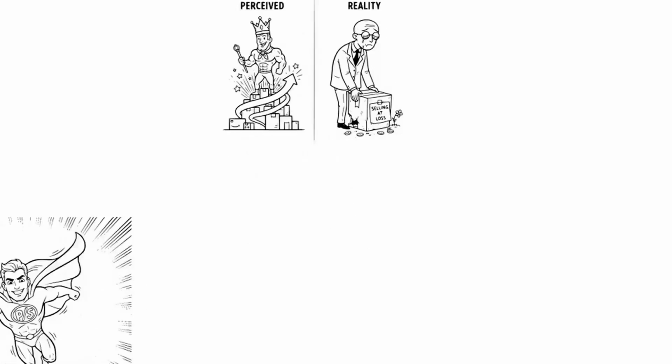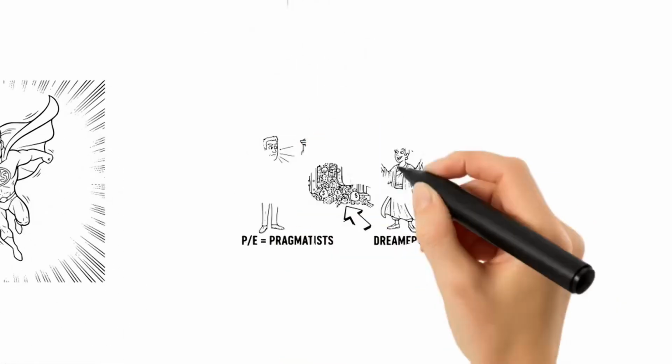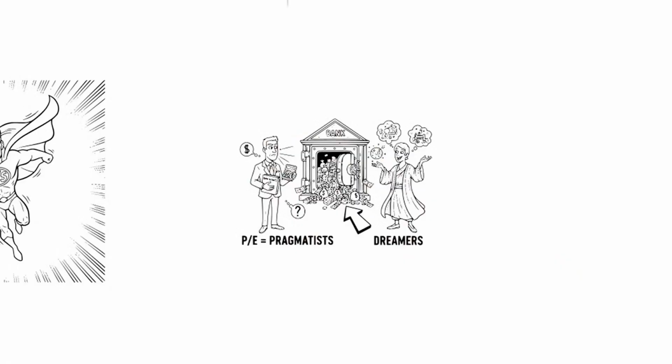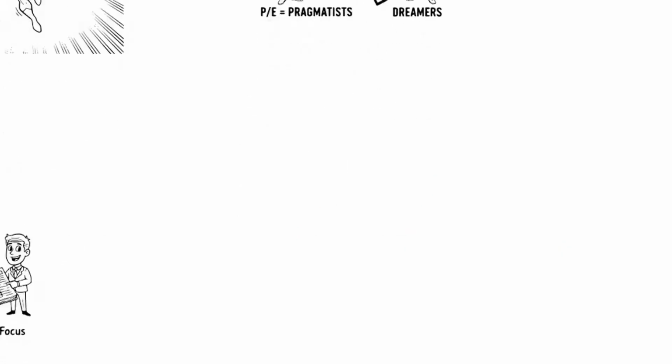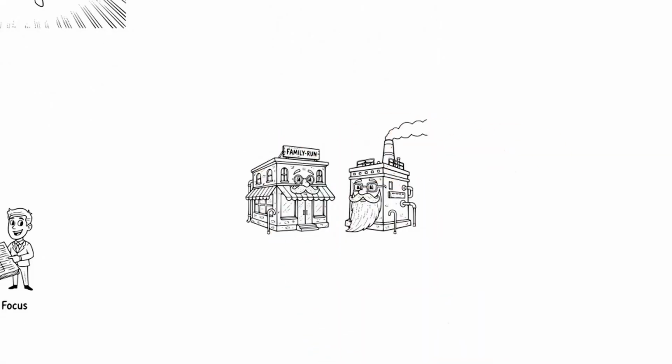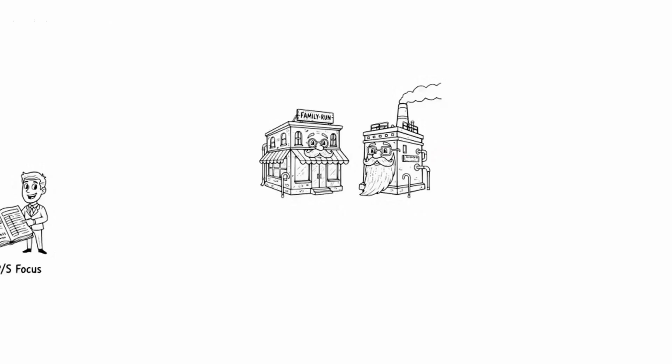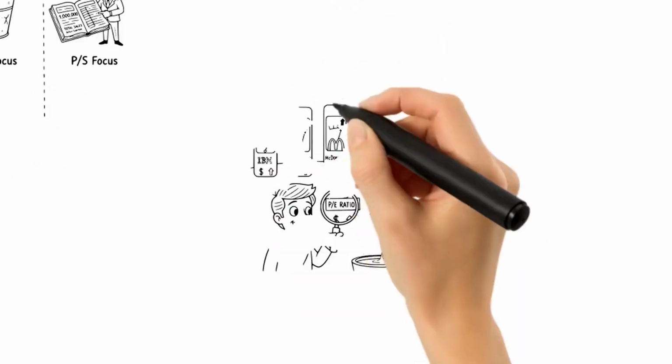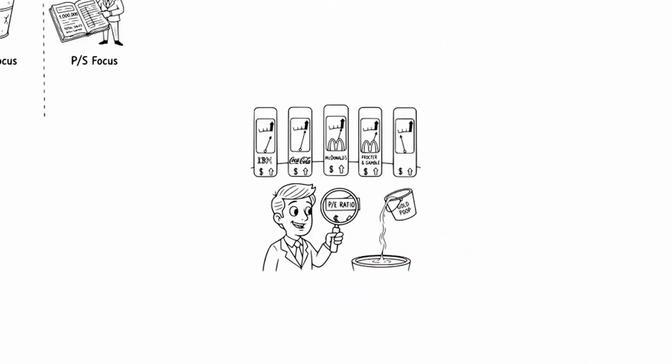The PE ratio is for the skeptics and the pragmatists. It is for the people who want to see the cold hard cash in the bank account today. It works best for boring, stable companies like grocery stores or utility companies. These are the grandpas of the stock market. They have been around forever. They know how to turn a profit. You use the PE ratio to make sure you aren't overpaying for a steady stream of gold poop.